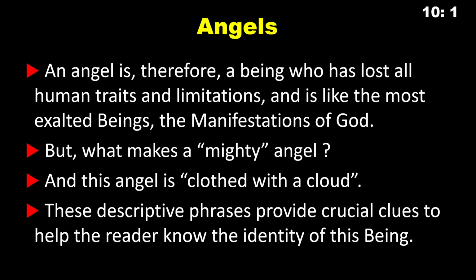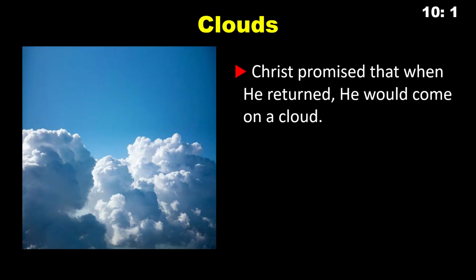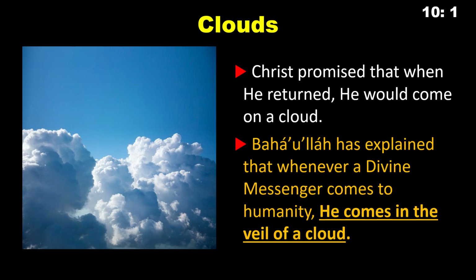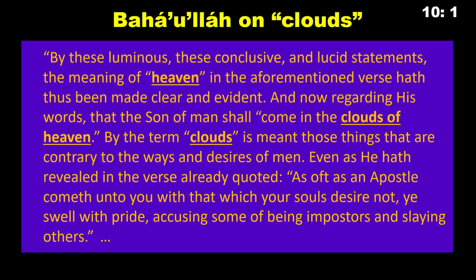But what makes a mighty angel? And this angel is clothed with a cloud. These descriptive phrases provide crucial clues to help the reader know the identity of this being. Christ promised that when he returned, he would come on a cloud. Baha'u'llah has explained that whenever a divine messenger comes to humanity, he comes in the veil of a cloud. Baha'u'llah has provided guidance for us on what these clouds and prophecies mean. This quote is from his book, the Kitab-i-Iqan.